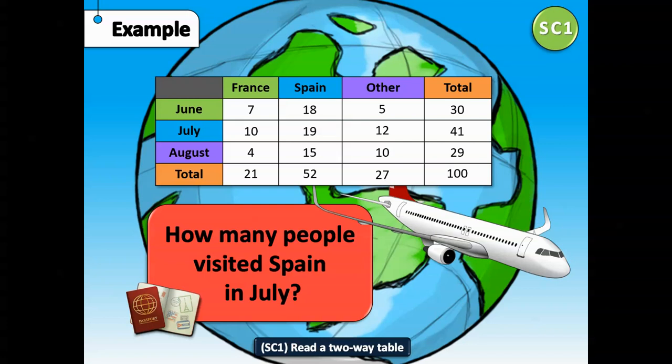So here's another example of a two-way table. This time we're asked how many people visited Spain in July. So we look at Spain and we look at July, and that's 19.